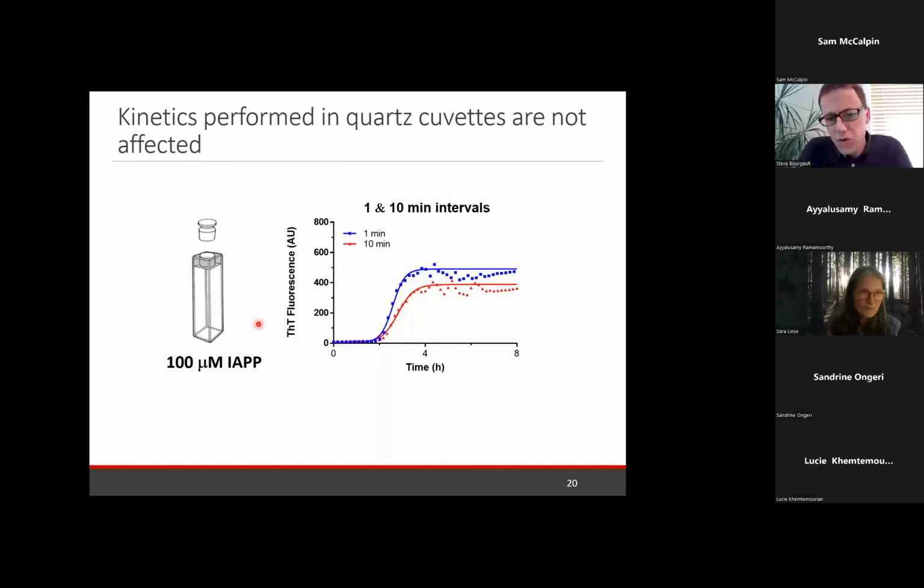But if you perform the same kind of kinetics, not in a microplate format, but in a quartz cuvette directly in the spectral fluorometer, you don't have the same difference here. If you measure the fluorescence at every 1 or 10 minute interval, you have basically the same kinetics. So it's really related to the microplate format, to the reader.